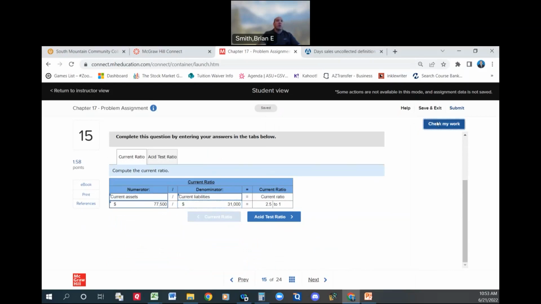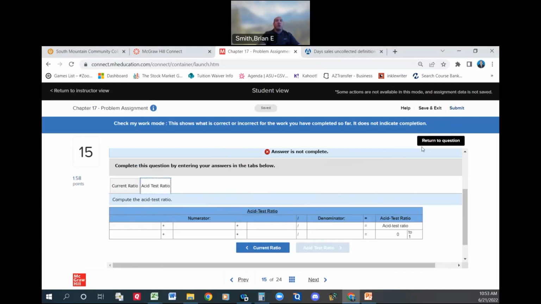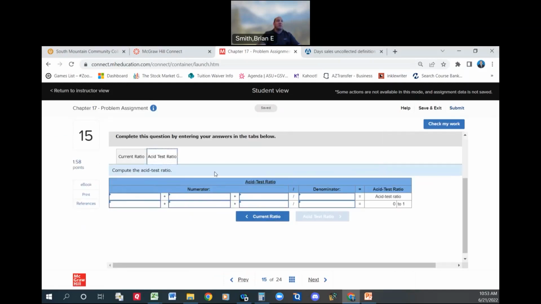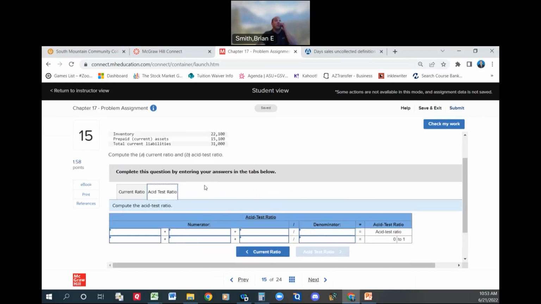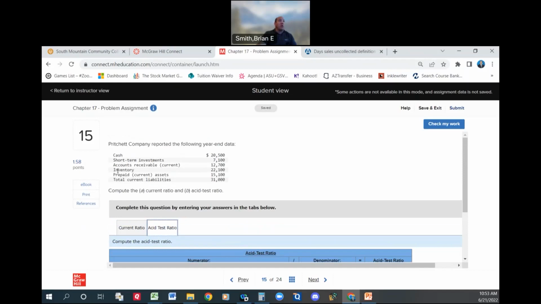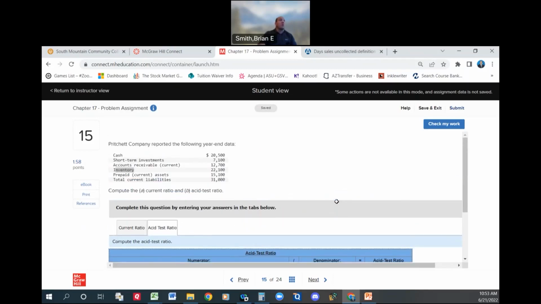Okay, let's check our work. Looks like it did it for us, so that's nice of them. The answer is not complete because we need to do the acid test ratio. I don't know why they call it the acid test ratio. It's like, let's wash the acid out. So we're going to pretty much just get rid of inventory. Our denominator stays the same, still going to be current liabilities. Let's throw current liabilities in here.